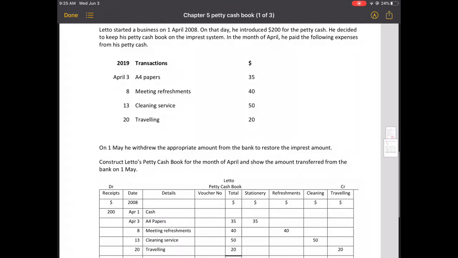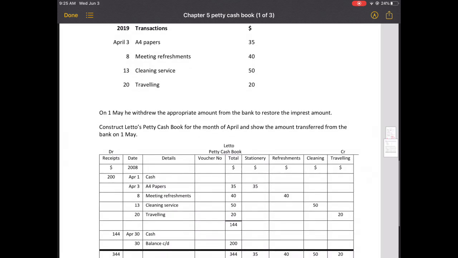Okay, so let's look at the transactions and how they are recorded in the petty cash book. First of all, you have to record the starting amount. The starting amount is $200 and he started business on April 1st. So this is where I record the starting amount. This is the money coming in on the receipts part. So I recorded $200. It is taken in cash. This detail is either cash or bank. So where do you get that money from?